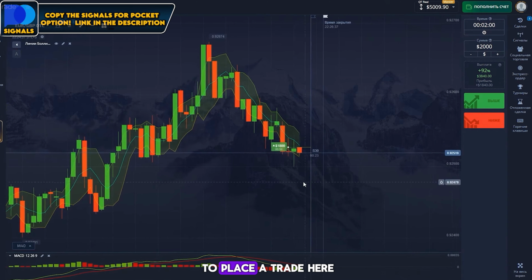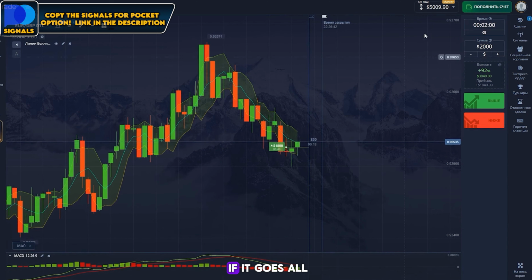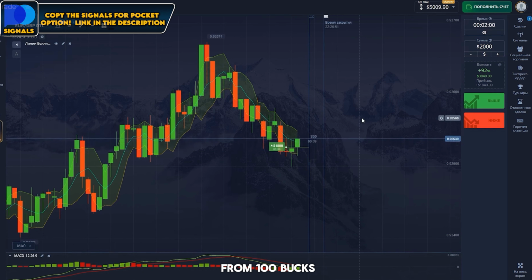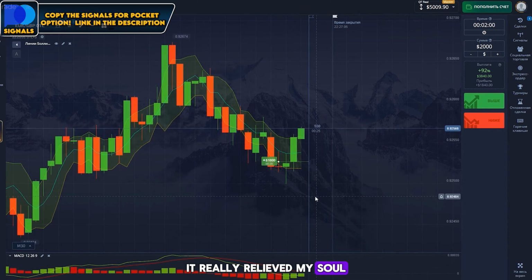Well, I don't want to place a trade here on the impulse for $4,000 and sit with $1,000. If it goes all in the negative on the deposit, I ramped it up from $7+. Now, of course, it will return, which I ramped up from $100. If anyone hasn't seen it, check out the previous videos where I ramped up this deposit purely from $100 in a series of videos. It really relieved my soul.